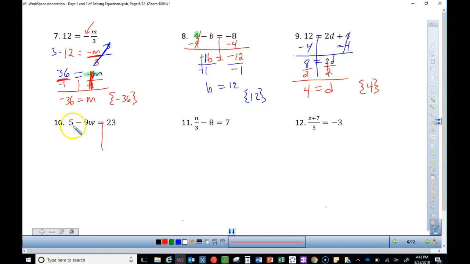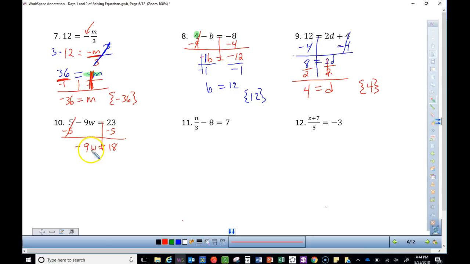All right. So again, we have 5 and then we have minus 9w. So the 5 is positive. To get rid of it, we're going to have to minus 5. 5 minus 5 is nothing. So I'll bring down negative 9w equals, and 23 minus 5 is 18.